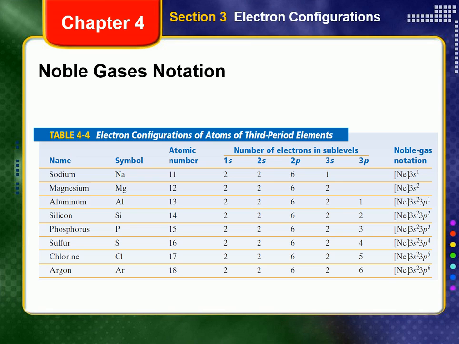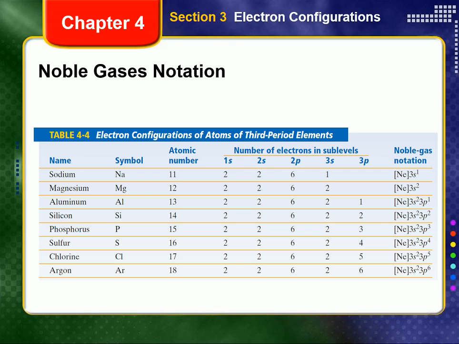Table 4-4 on page 111 of your text, or on the screen now, shows the noble gas notation for the electron configuration for each of the 3rd period elements. The last element in the 3rd period is argon, Ar, which is a noble gas. As in neon, the highest occupied energy level of argon has an octet of electrons, [Ne] 3s2, 3p6.